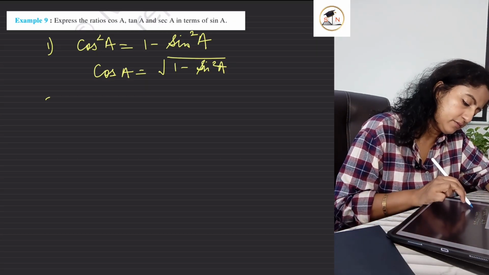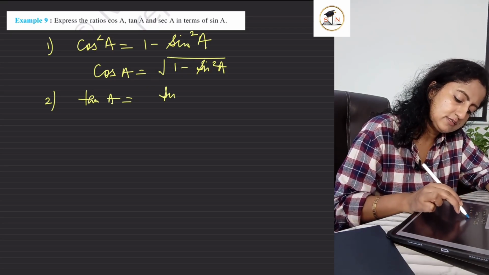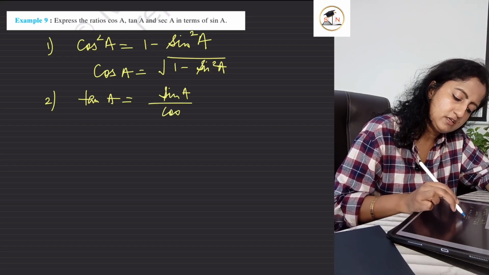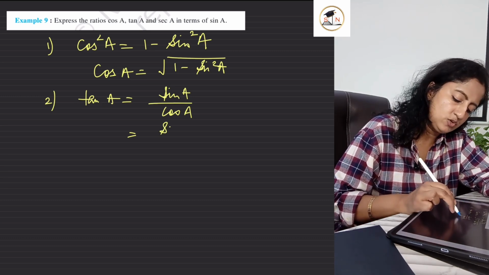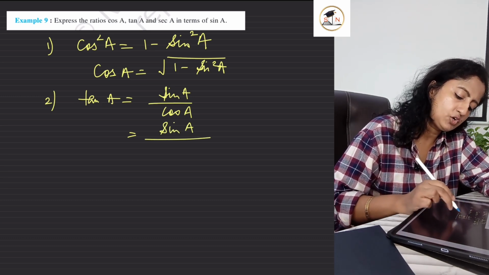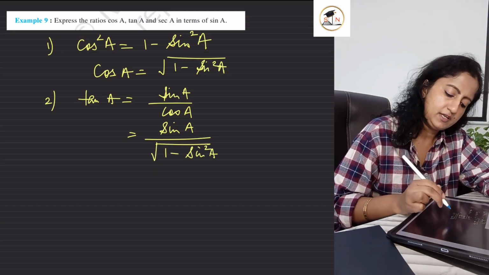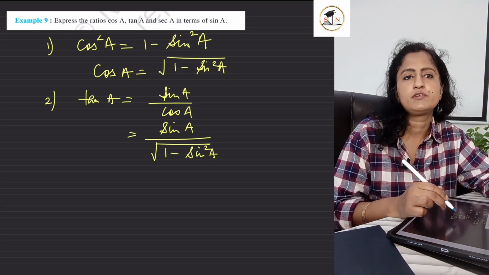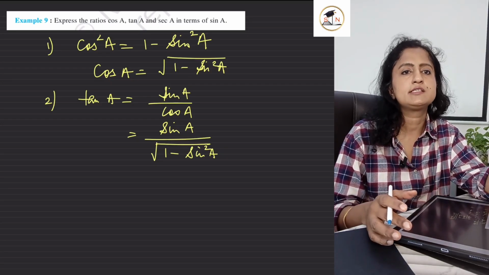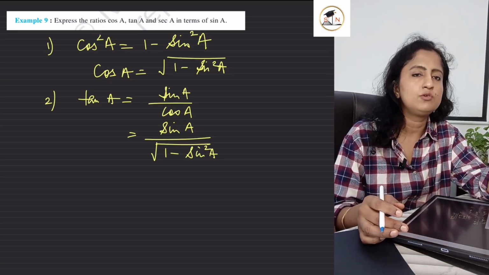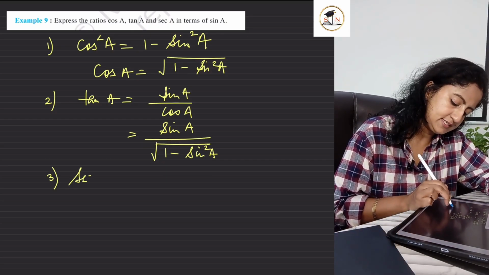Okay. Second part, they want tan. Tan A equals sin A over cos A, right? We have to write this in the form of sine. So sin A in the numerator remains as it is. But cos A can be rewritten as under root of 1 minus sin square A. And hence, this is your tan A in terms of sine. So basically, what do we have to do? Any ratio, we have to convert in such a manner that you just see sine only on the other side.